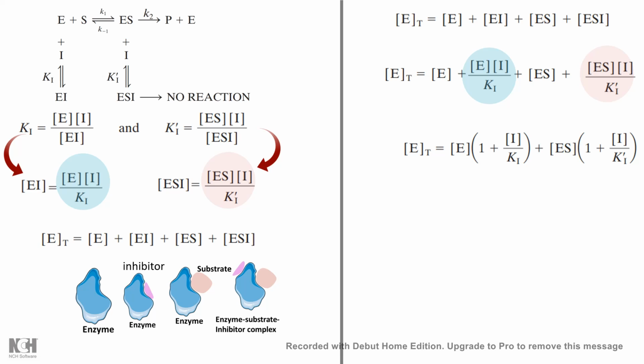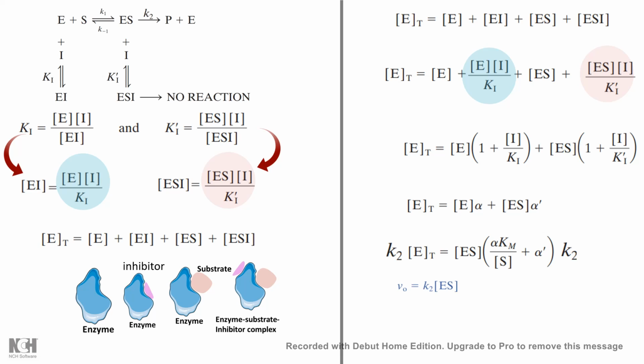Now in order to shorten this equation we can assume that 1 plus I divided by Ki is alpha, and 1 plus I divided by Ki dash is alpha dash, and as a result we come to a situation like this. Now if we multiply both sides with k2, we know that k2 [ES] means V0 and k2 [ET] means Vmax, and then rearranging gives us an equation like this. This is the equation for mixed inhibition.